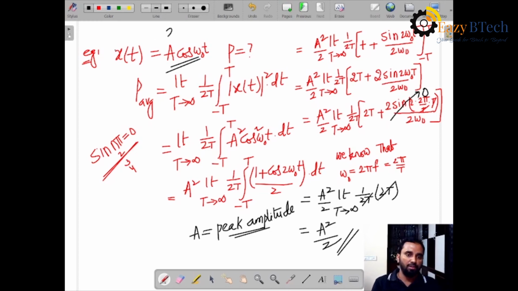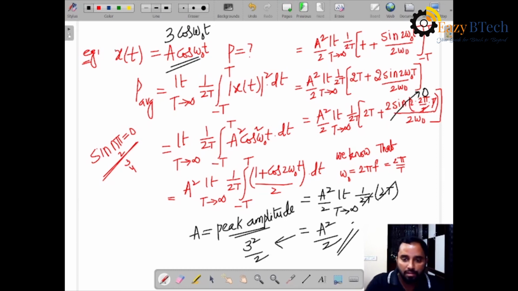For example, if you have 3 cos omega naught T, what is the power of 3 cos omega naught T? In the place of capital A, we are taking 3 now. So the power will become 3 square by 2, that is 9 by 2.